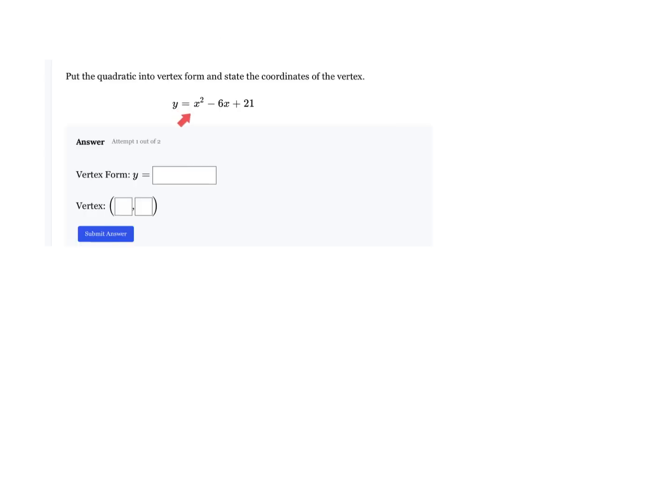Okay, so in this example, this is giving you, again, an equation in standard form, y equals x squared minus 6x plus 21. It wants the vertex form and the actual vertex. All right, so we're going to start, again, by writing this as an equation. So x squared minus 6x plus 21 equals 0.